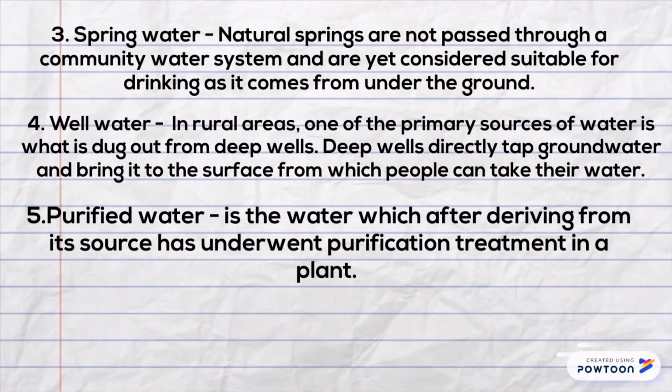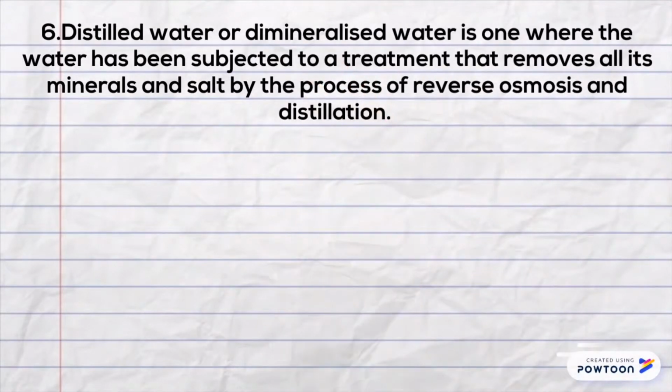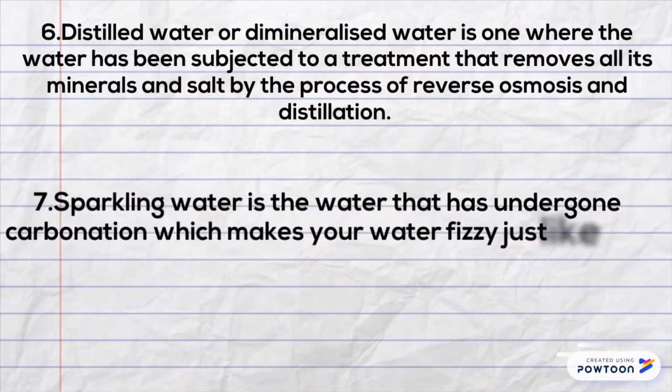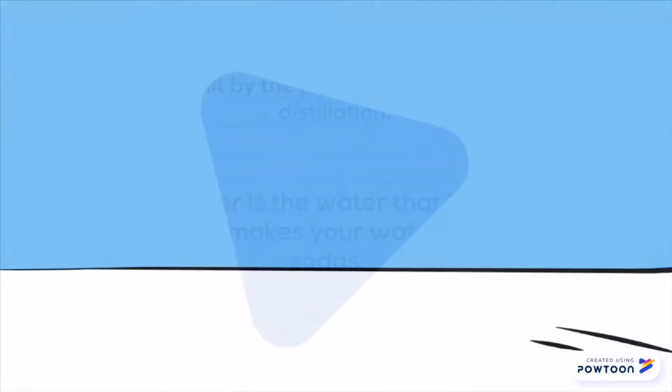Purified water is the water which, after deriving from its source, has undergone purification treatment in a plant. Distilled water or demineralized water is one where the water has been subjected to a treatment that removes all its minerals and salt by the process of reverse osmosis and distillation. Sparkling water is the water that has undergone carbonation, which makes your water fizzy just like your sodas.